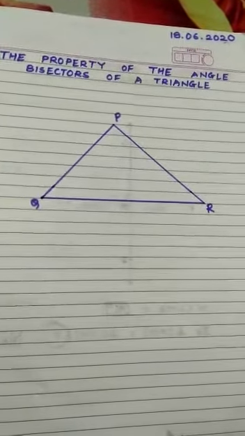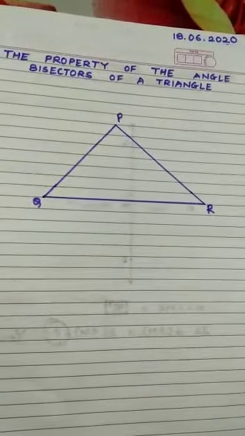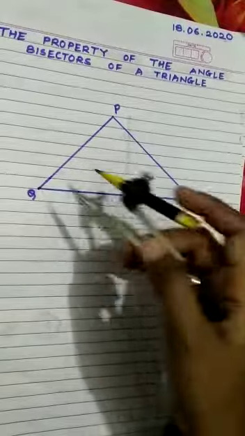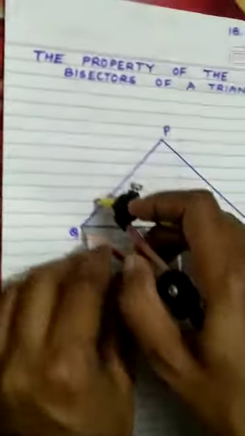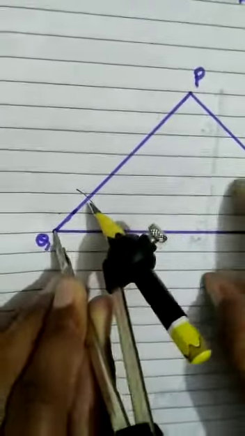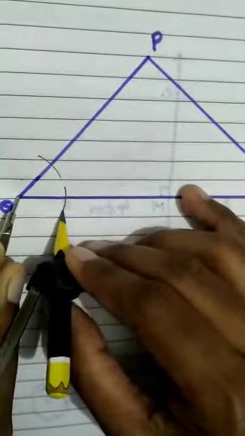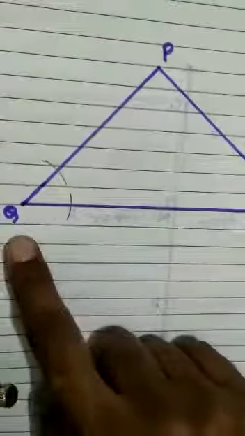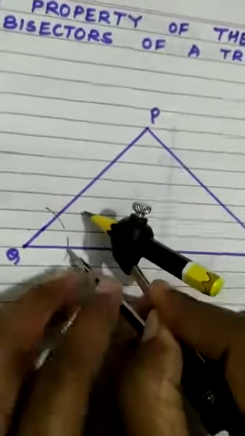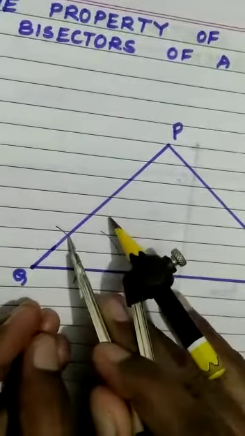We have learnt how to draw an angle bisector in the previous class. Let us start with angle PQR. Now place the tip of compass on point Q and draw an arc on the segment QP. Similarly, draw one more arc on segment QR. Placing the tip of the compass on the arc, draw one more arc inside the triangle.